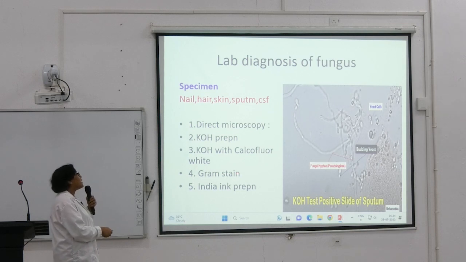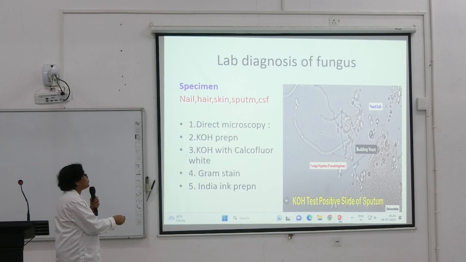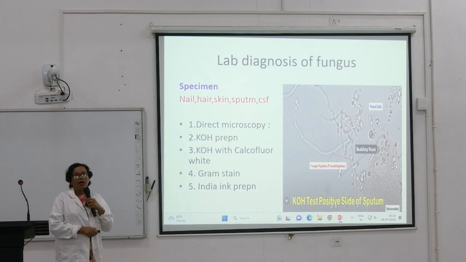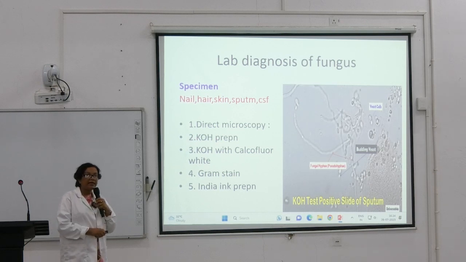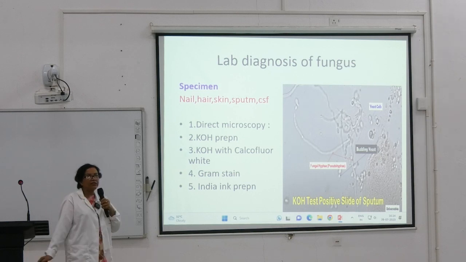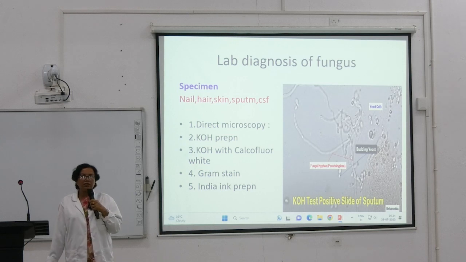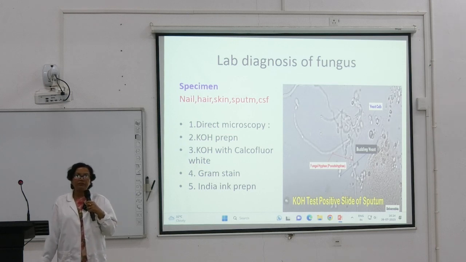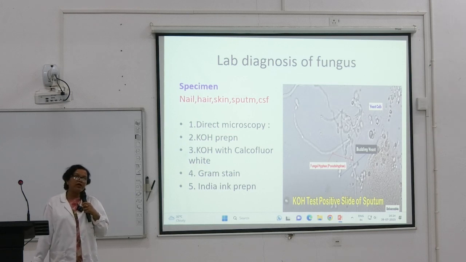Then we can also go for Gram stain, but first we have to go for KOH preparation. Candida can be seen better in Gram stain. Then India ink preparation. What is the use? Can anyone tell what is the use of India ink? Negative staining. Why? For which diagnosis?